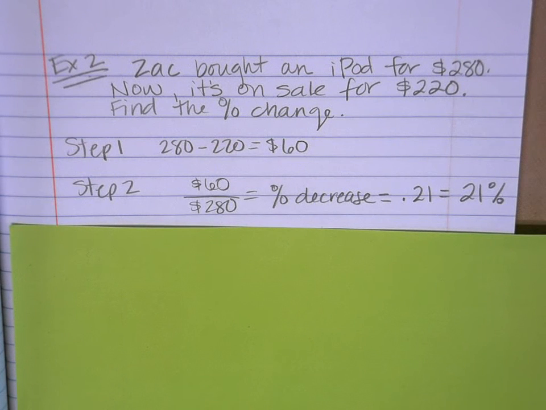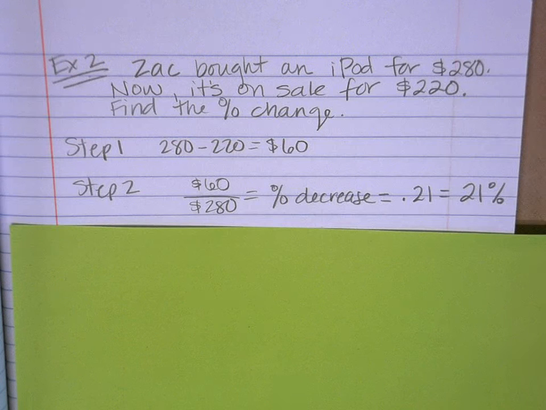So you subtract. 280 minus 220 is 60, right? So you put the $60 over the original amount, put that in your calculator, and you should get 0.21. And then 0.21, move the decimal 2 places to the right, 21%.